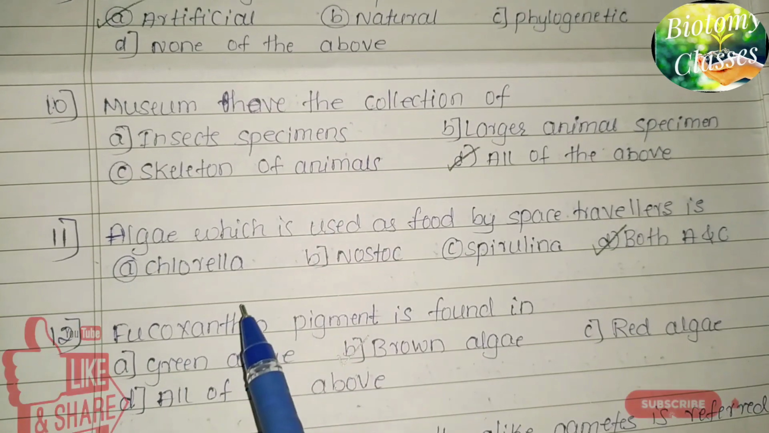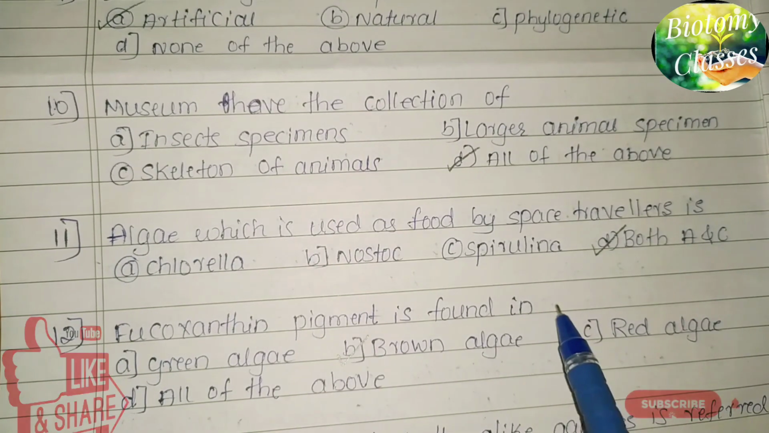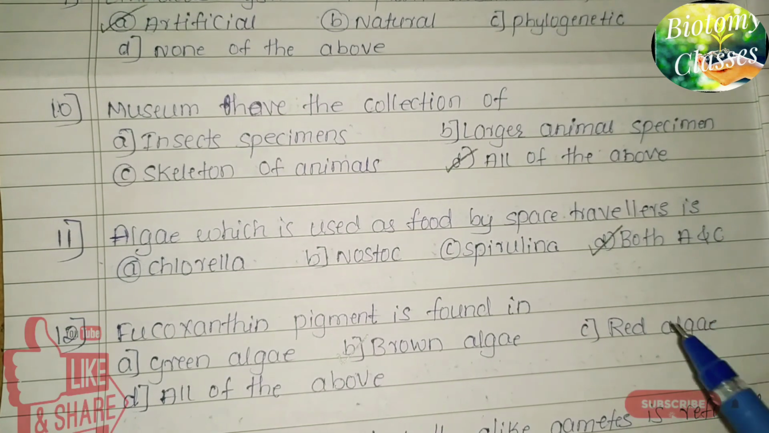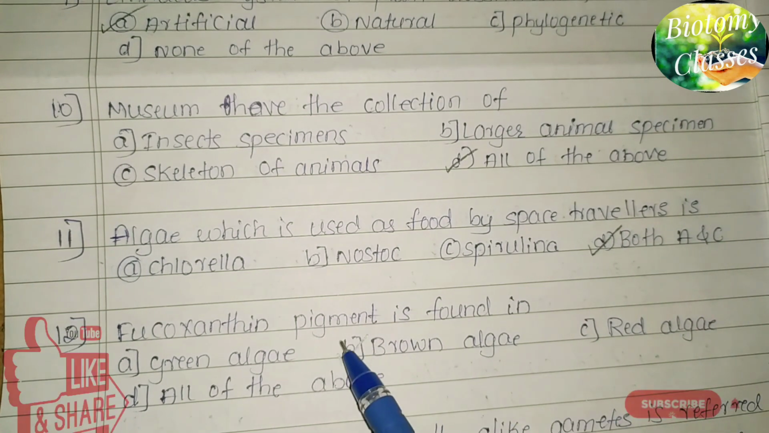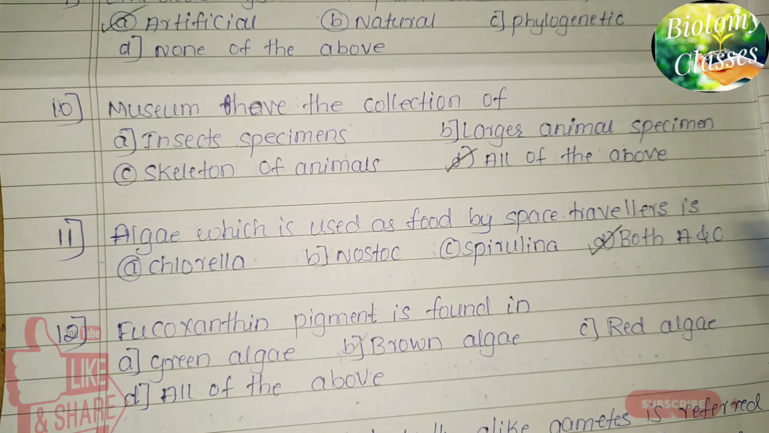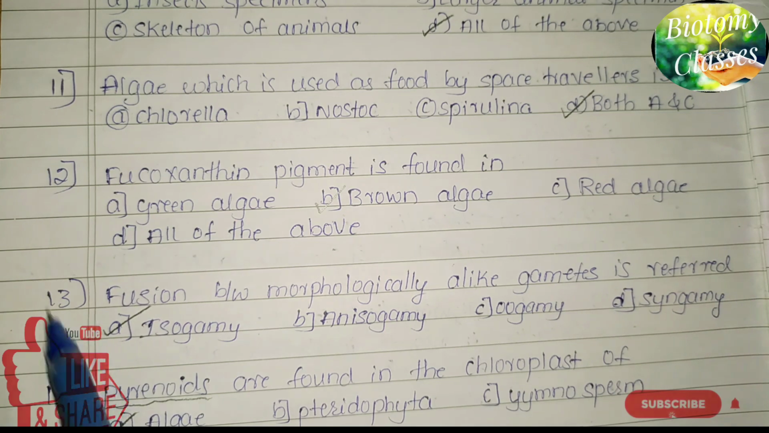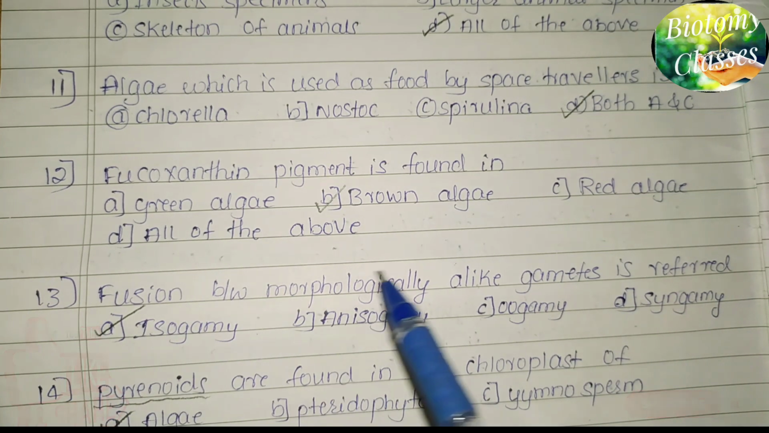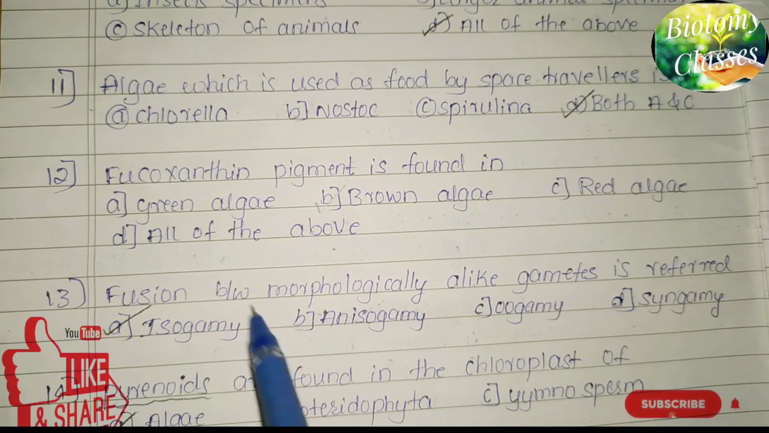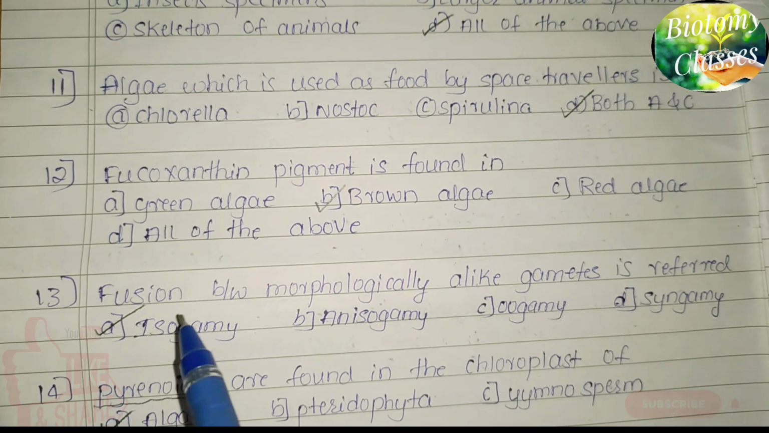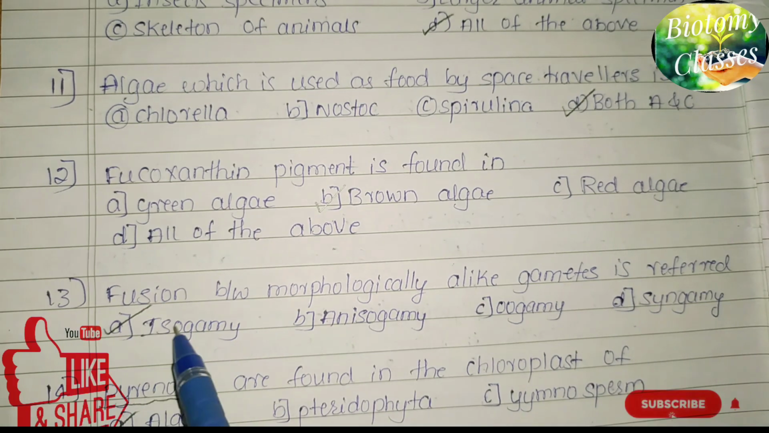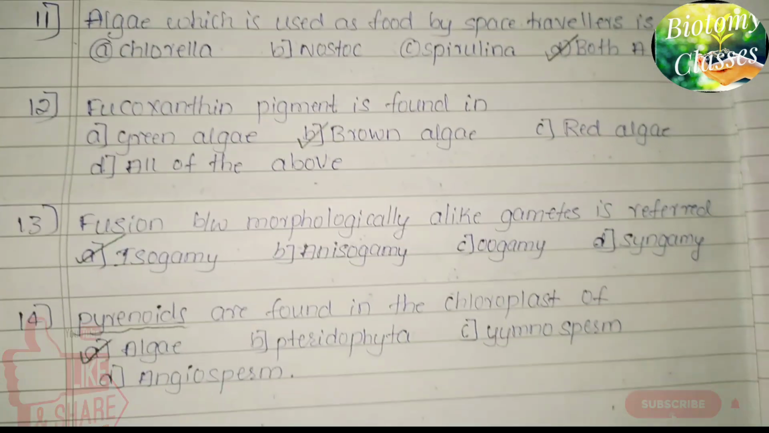12th question, fucoxanthin pigment is found in. So fucoxanthin is mainly found in xanthophylls. So xanthophylls are found in brown algae, Phaeophyceae, brown algae. So that is the right answer. 13th question, fusion between morphologically alike gametes is referred as isogamy. So isogamy means similar gametes fusion. So it is similar in size. So isogamy is the right answer.